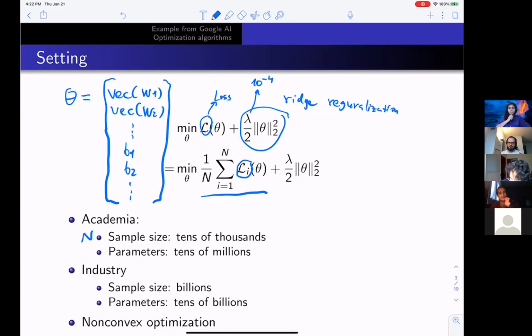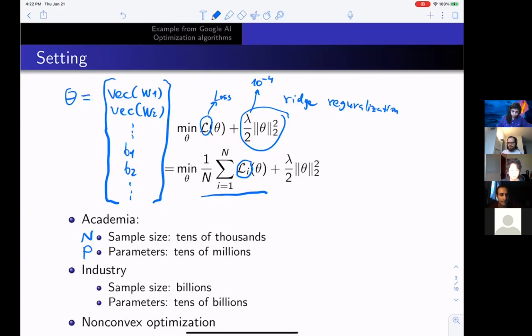So the second important parameter in this optimization problem is the number of parameters that you have, which is denoted by P. Usually the networks that people are training in academia are of the size of several tens of millions, right? Something like 10 million, 20 million, 30 million. In the industry, on the other hand, the sample size and the number of parameters are significantly larger. In the industry, you see examples where people train on tens of billions of examples and tens of billions of parameters.